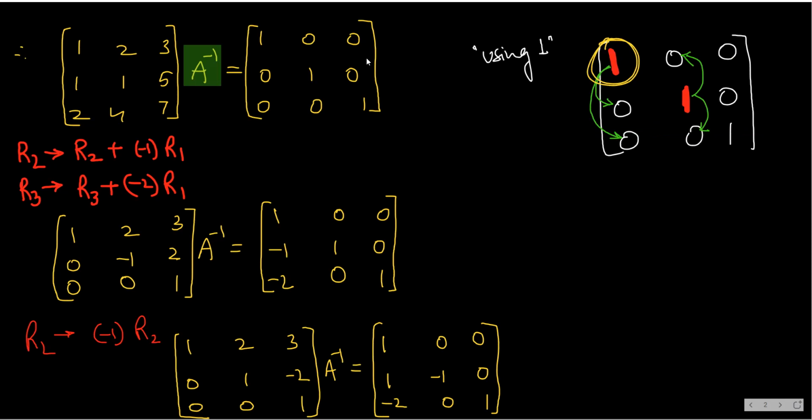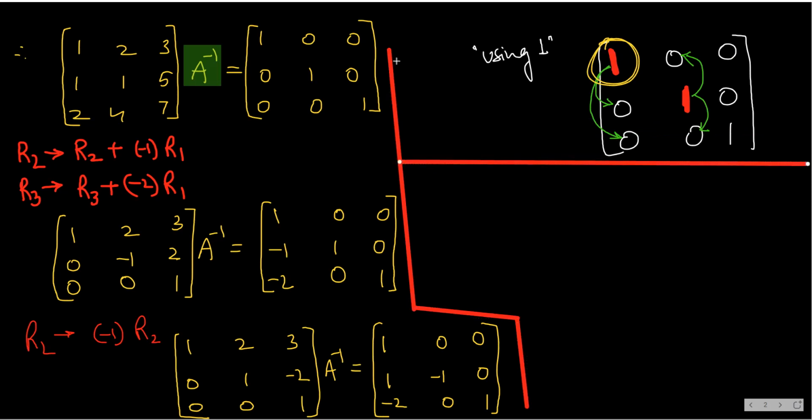Now what I will write next? The next transformation is, I got 1 here. Now using this one, I have to get 0 here and 0 here. So luckily, we already have a 0 here. Now how do I get 0 here? I will tell you that now. I will write here.